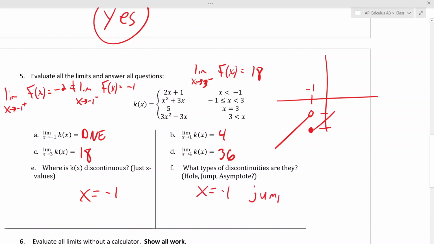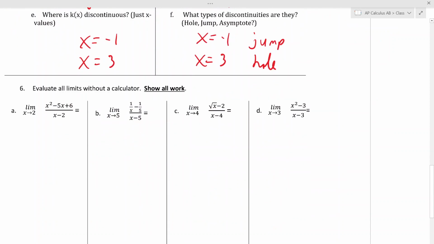So it's not continuous at x equals -1. There's a jump. At 3, 1, 2, 3, this goes to, pretend that's 18 up here. This goes to 18. Whoa. The point happens to be at 5, though, because that's this equals 2 bar right here. But the other side goes to 18 and comes out of there. So x equals 3 is a hold. Okay? And there's only 4 practice limits down in here.